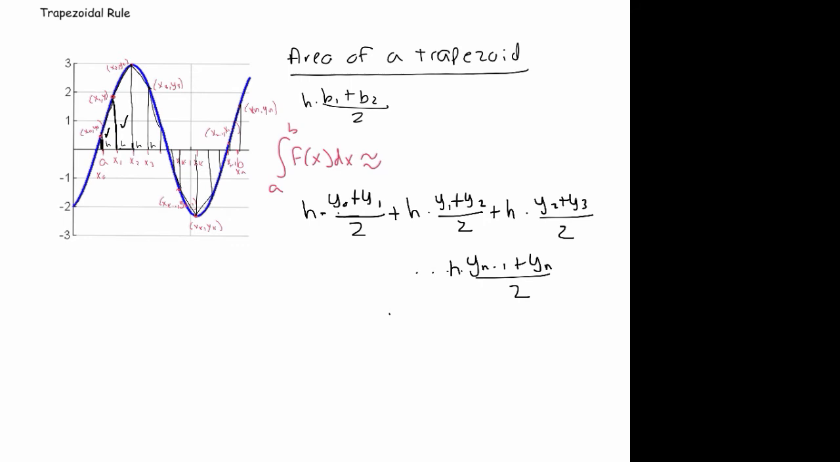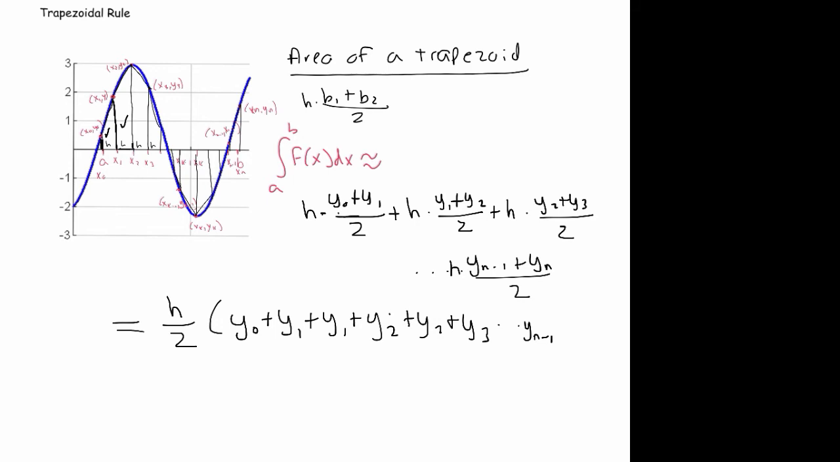And what you'll notice is that in each of these terms, you have an h over 2. So if you factor that out, what you're left with is y sub 0 plus y1 plus y1 plus y2 plus y2 plus y3, all the way up to y sub n minus 1 plus, I'm going to put this in, y sub n minus 1 plus y sub n.